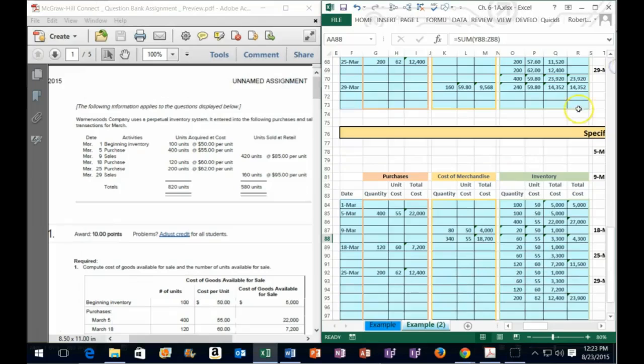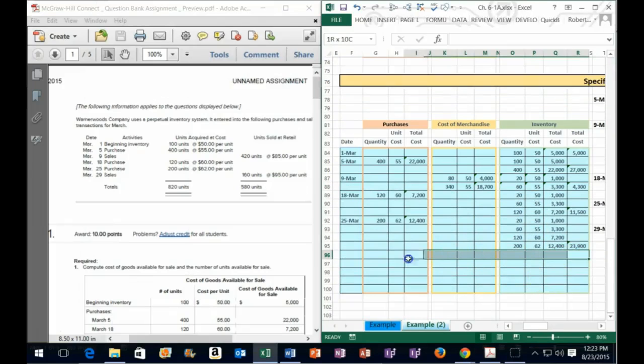Left clicking, dragging to the right once again. Going to post the next transaction right there, which will be on 3/29. We have a sale of the 160. So we sold it for 95. We want to know how much we sold it for. And once again, the book's going to basically tell us how much we sold it for in this case.